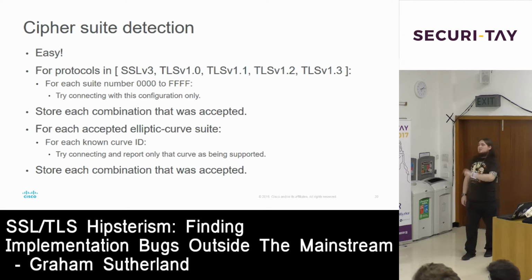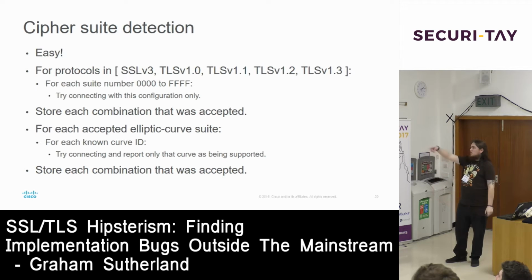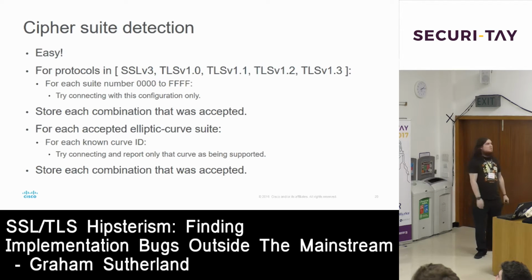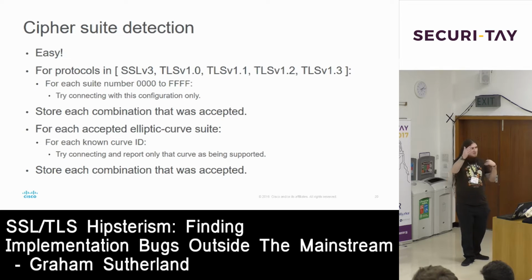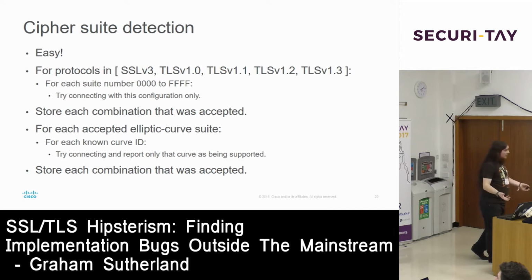So cipher suite detection is fairly easy. For each of the protocols in that list, try each cipher suite number from 0000 to FFFF. They're just 16-bit identifiers. Basically, you send a client hello and say, I support this one cipher, that's all I support. If it says okay, then you know it supports it. If it goes, I don't know what that is, and sends you a fatal alert, then you know it doesn't support it. And then you've got your list of known ones that are real, and you can map those back, and if they're not in that list, you know they support something funky.